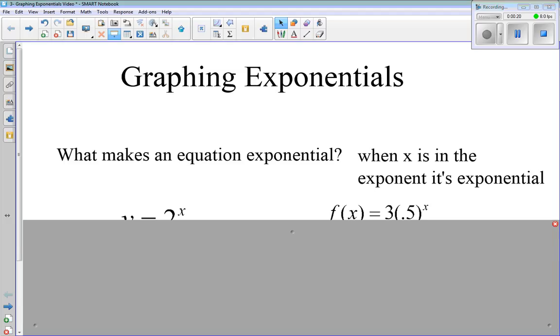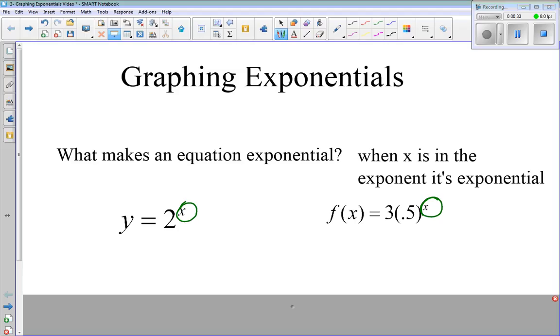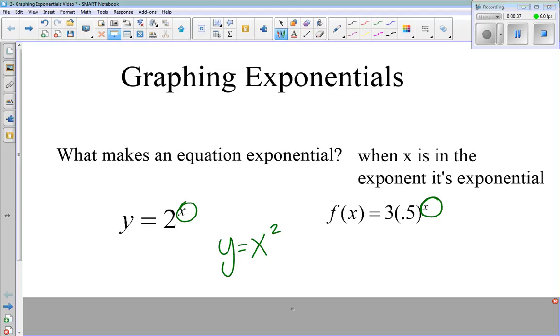So if we have any sort of equation that looks like this, y equals 2 to the power of x, or f of x equals 3 times 0.5 to the power of x, as long as that x is in the exponent, it's exponential. Now keep in mind, y equals x squared is quadratic because 2 is the exponent, so this is not exponential.